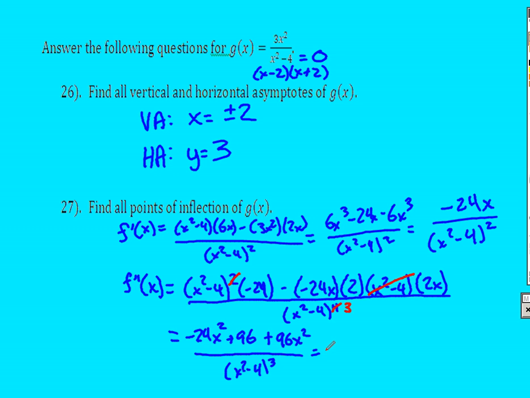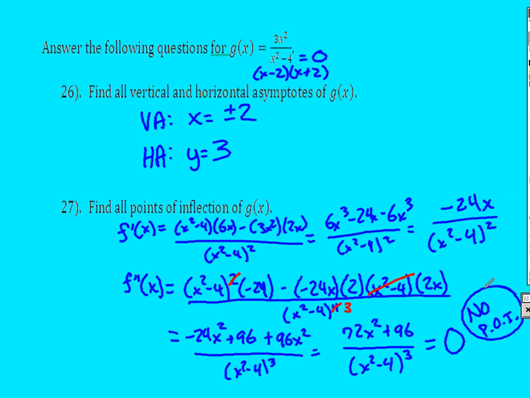See if I can simplify this any bit. Well, 96x squared and minus 24x squared, I can combine that to be 72x squared plus 96 all over (x squared minus 4) to the third power. And that's probably about as simple as we're going to get. To find points of inflection, I need to set this equal to 0. Does this numerator ever equal 0? Well, this is always positive, and I'm always going to add 96 to it. So there are actually no points of inflection here because we're never going to get a case where the numerator, so the entire function here, equals 0. So in this case, there are no points of inflection.